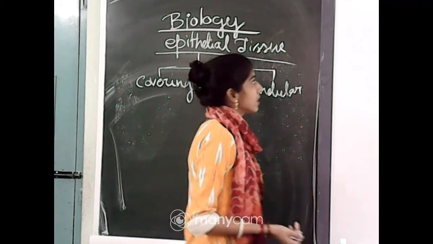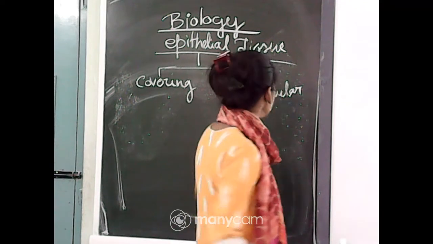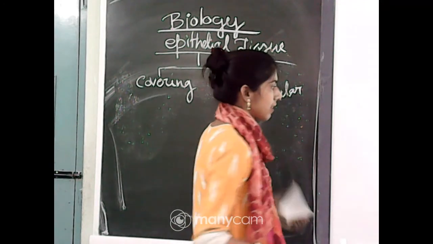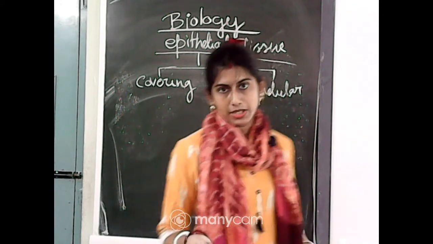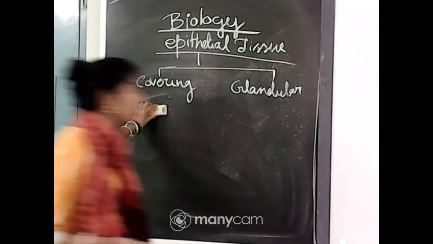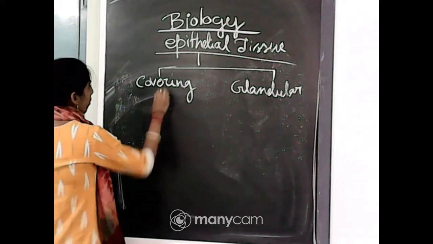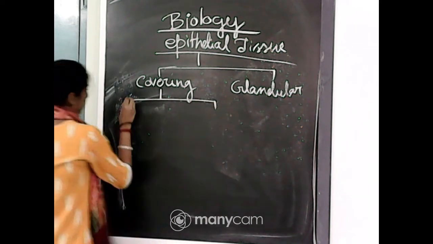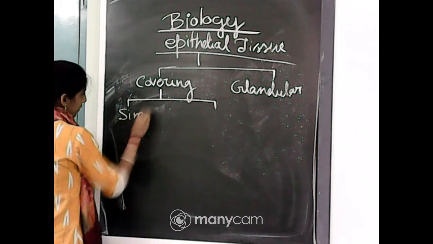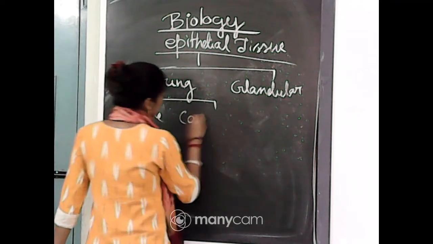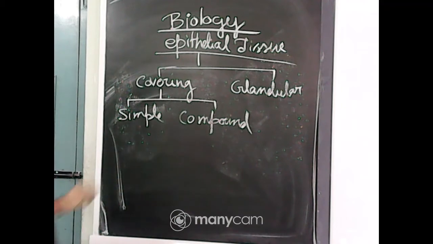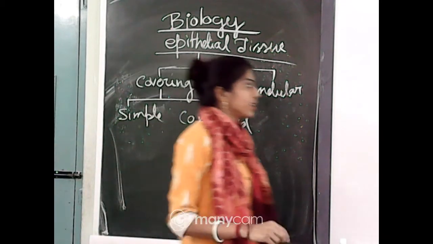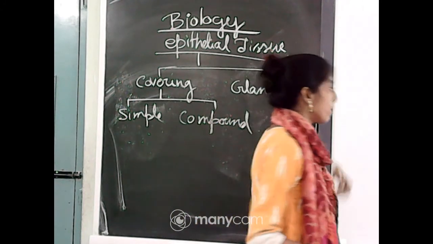Covering epithelium means epithelial tissue which covers the outer and inner lining. And glandular epithelial tissue means glands will be there, and from the glands some secretions will be there. So first I will talk about the covering epithelial tissue. Covering epithelial tissue is mainly divided into two types: simple epithelial tissue and compound epithelial tissue.